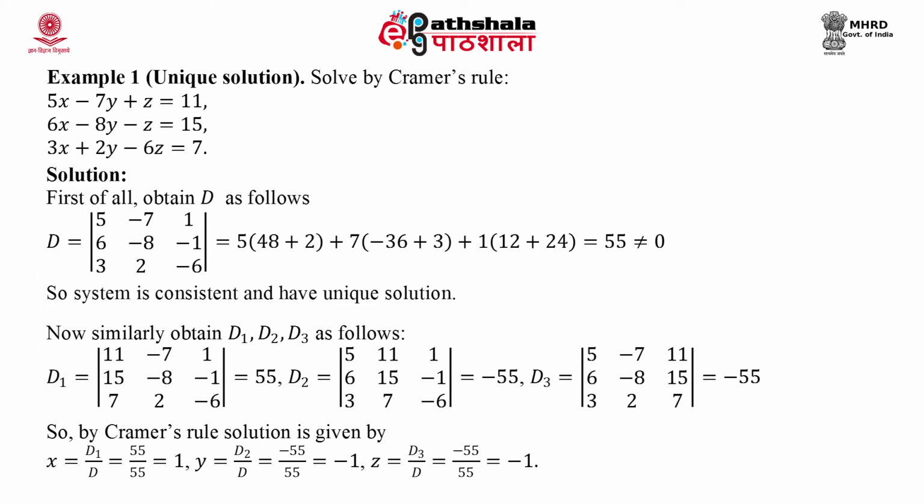Now, similarly, we can find D1, D2 and D3 by using these expressions. D1 is 55, D2 is minus 55, D3 is also minus 55. Now we can find the values of x, y, z. By Cramer's rule, the solution is given by x equals D1 by D, that is 1, y is D2 by D, that is minus 1, and z is D3 by D, that is minus 1. You can also verify that the solution satisfies the given system of equations.